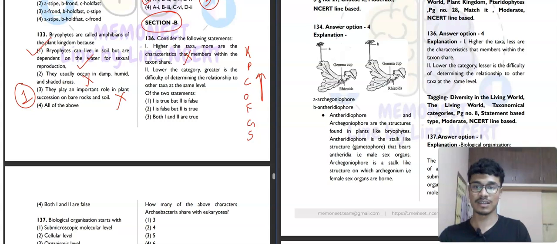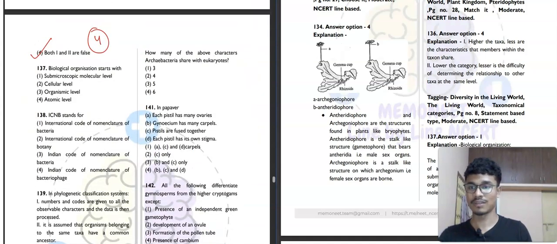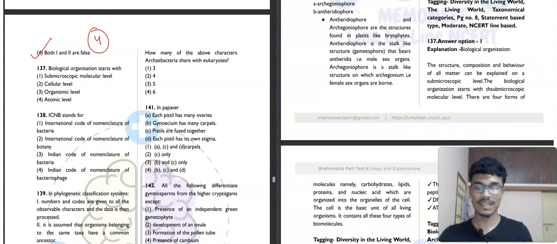So this is incorrect. Then, lower the category, greater the difficulty of determining the relationship to other taxa at the same level. It is also incorrect, because the lower the taxa, the easier it is to determine the relationship to other taxa at the same level. So both are false statements. So we will say that both first and second are false. The fourth option will be our correct answer. Moving to the next question, question number 137.